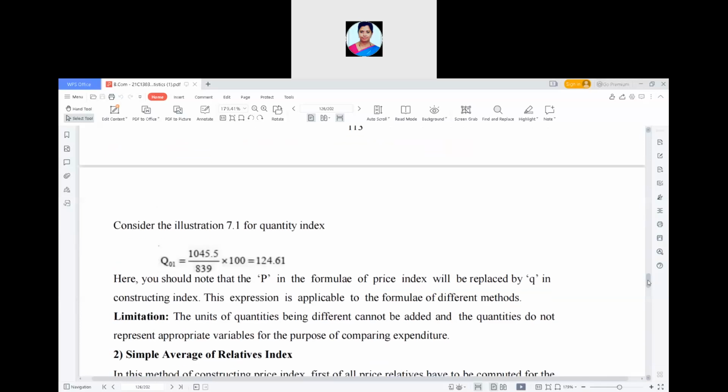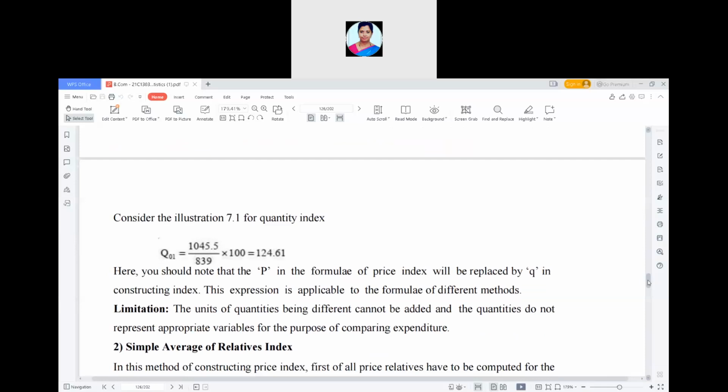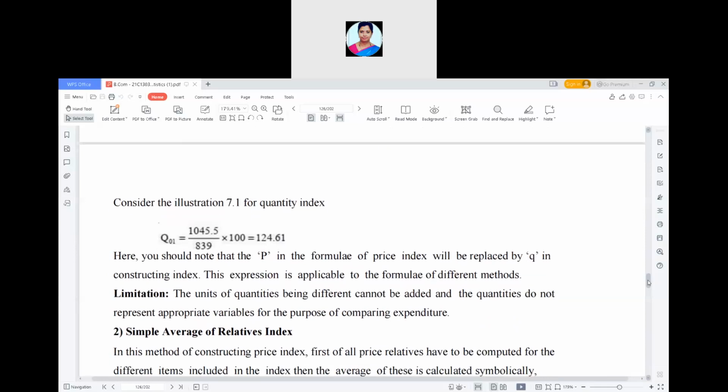So Q01 is equal to 124.61, so an increment of 24.61 percent. Here you should note that if P in the price index formula is replaced by Q, the index for quantity is constructed. This expression is applicable to the formulas of the different methods also. Here also we have the limitations: units of quantities being different cannot be added, and the quantities do not present the appropriate variables for the purpose of comparing expenditure.